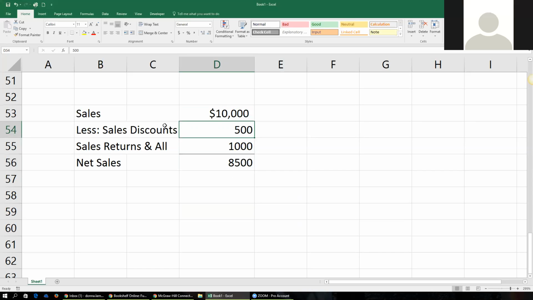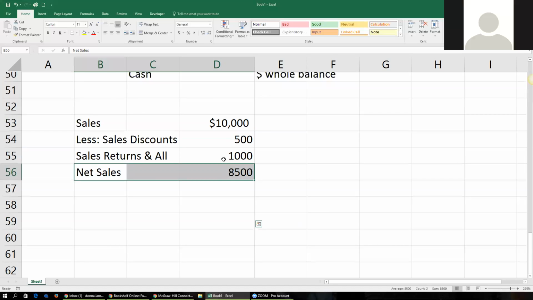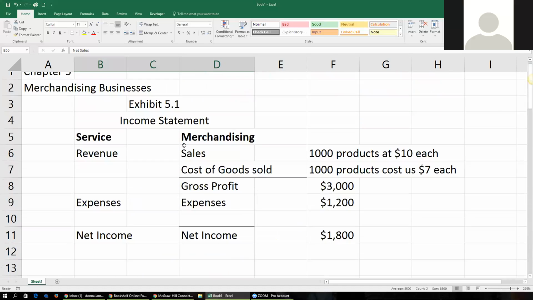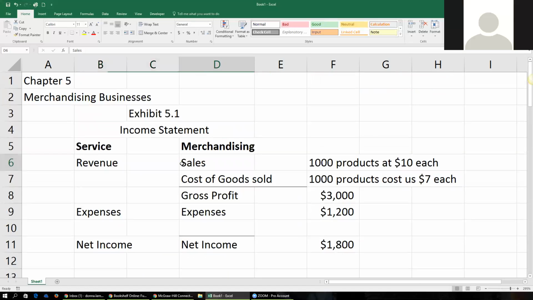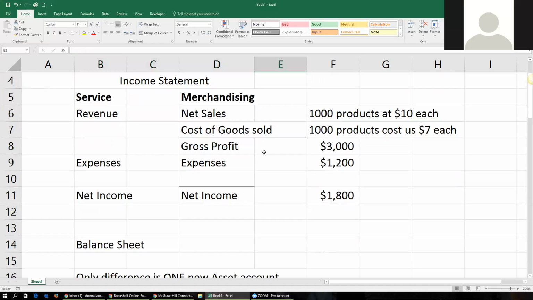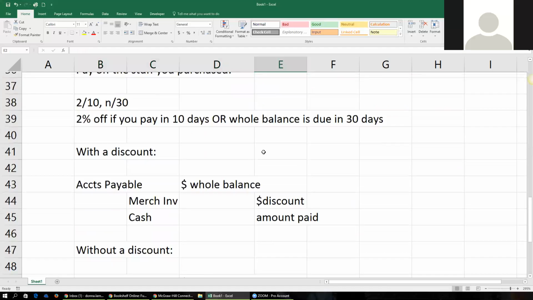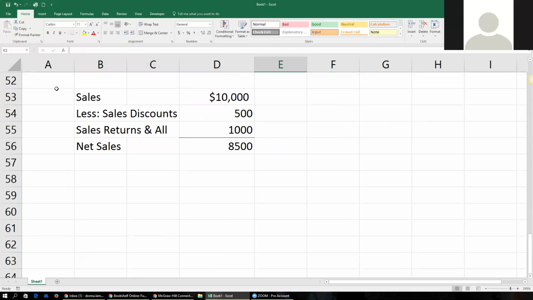We say this is the true amount of the sales. So when we were talking up above about sales minus cost of goods sold gives you gross profit, this really should say net sales. The stuff that really ended up being sold. So that will help you with that.